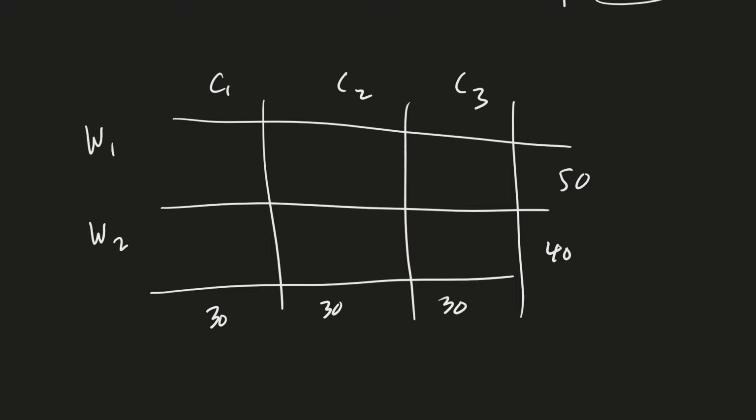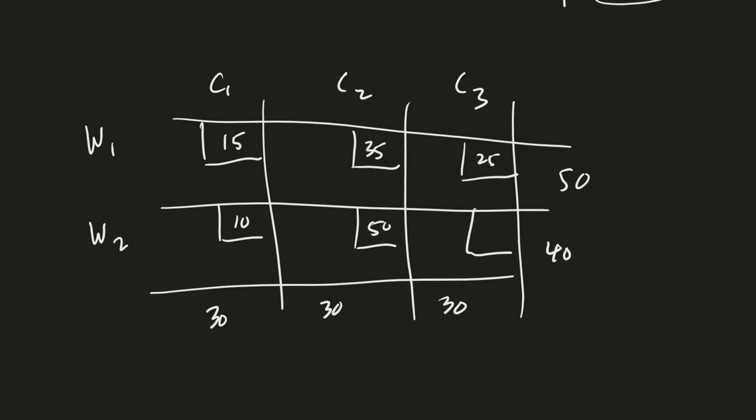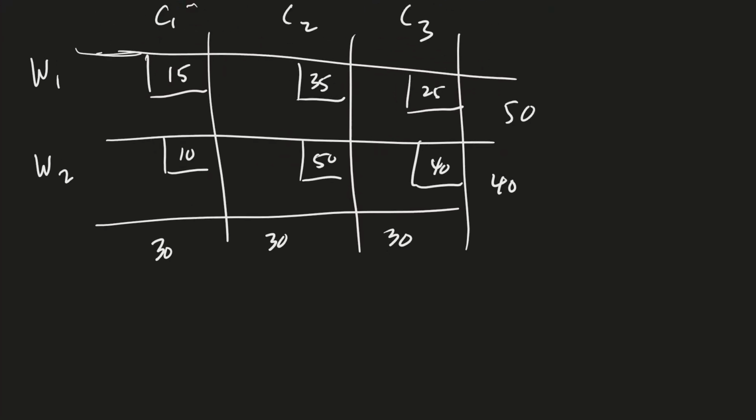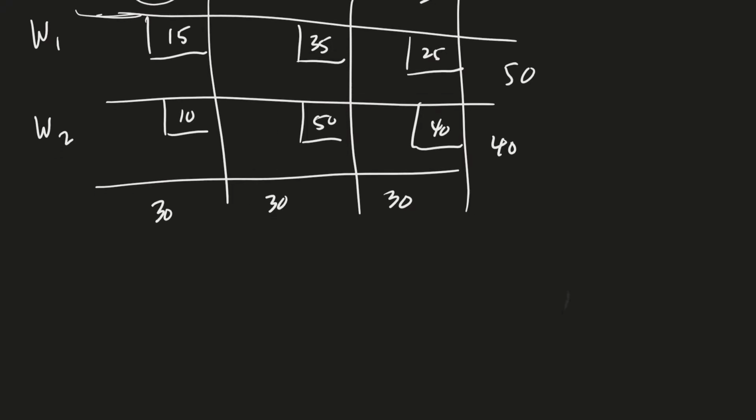And then we have our costs, which were 15, 10, 35, 50, 25, and 40. And let's just see if we can reason out what a good solution might be for this problem. So just to start things off, let's start with customer 1.